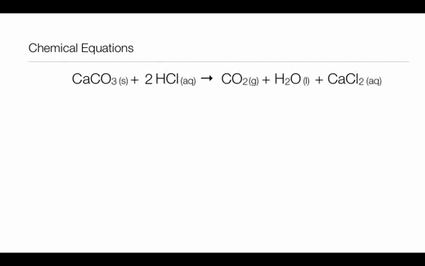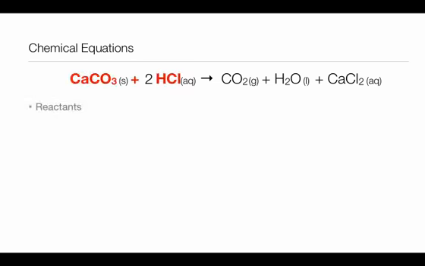In this video, we're going to take a look at chemical equations, what they're made up of, and the different parts. Here we have an example of a chemical equation. First, we can see that we have the chemical formulas for different compounds. Starting from the left, we have calcium carbonate, hydrogen chloride, carbon dioxide, water, and calcium chloride. Note that all of our compounds are separated either by arrows or by plus signs.